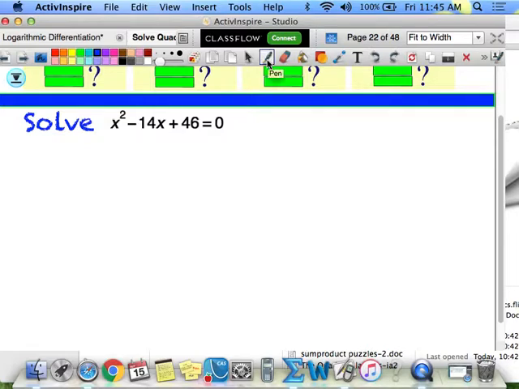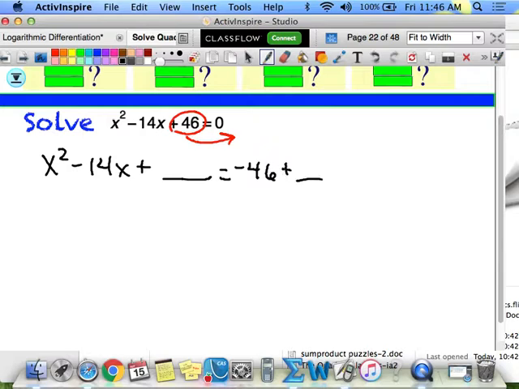Alright, completing the square. Here's what we're going to do. We're going to take the number piece and we're going to throw it to the other side every single time. And then when you do that, I want you to go ahead and put a plus sign here and leave a space, because we're going to add something to both sides. We can't just add to one side. We've got to add to both sides.